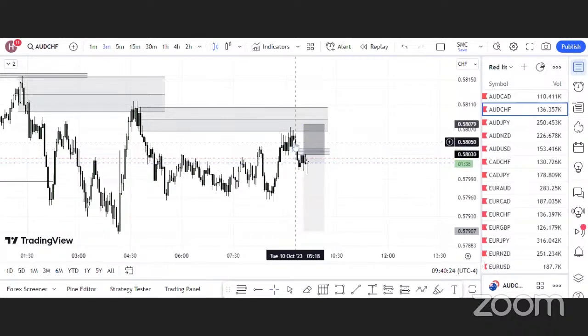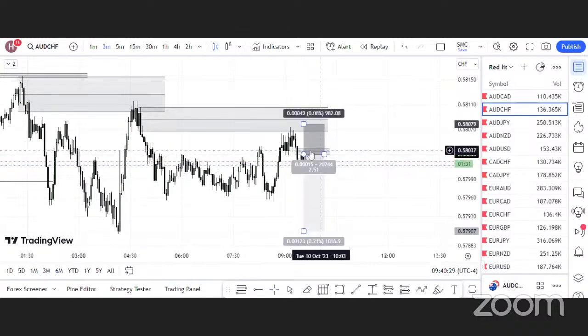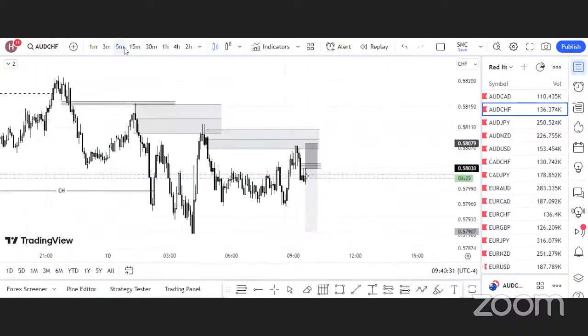Okay, so now I see we also have a fair value gap on the 3 minute time frame, but this is the one we got on the 5 minute. So let's just use the 5 minute. All right, let's use the 5 minute. We are using the one we got from the 5 minute time frame.